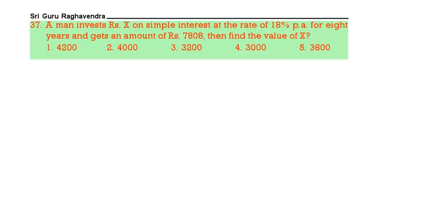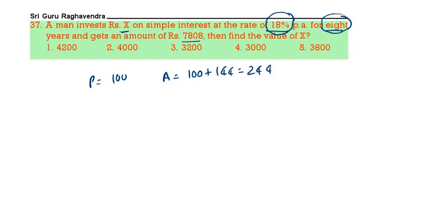A man invests x on simple interest at the rate of 18% for 8 years, and he gets a total amount of 7,808. So instead of x you take 100. 100 is the principal, 18%, 8 years. So 18 into 8 is 144. Total amount is equal to 100 plus 144, that is 244. 244 is given as 7,808. We want the x value. X value means 100. 100 is how much?